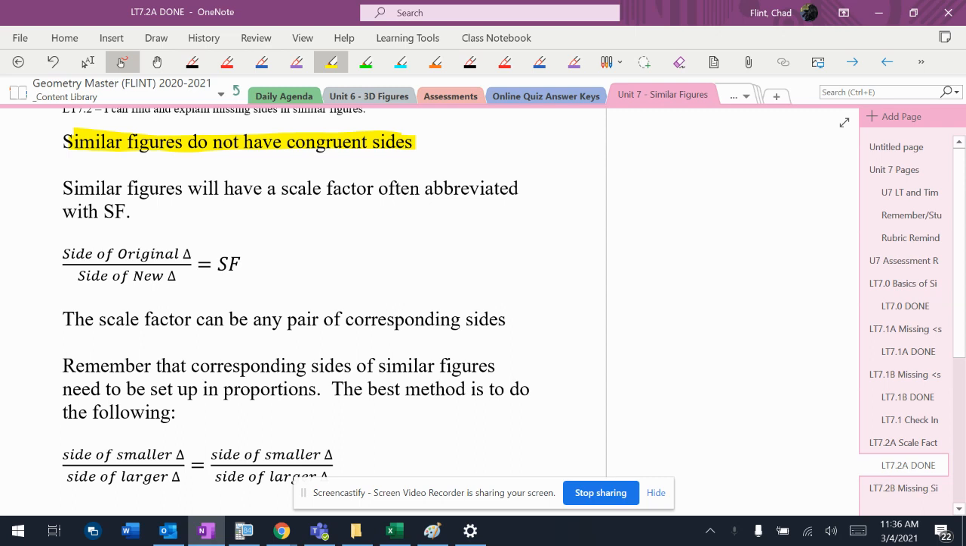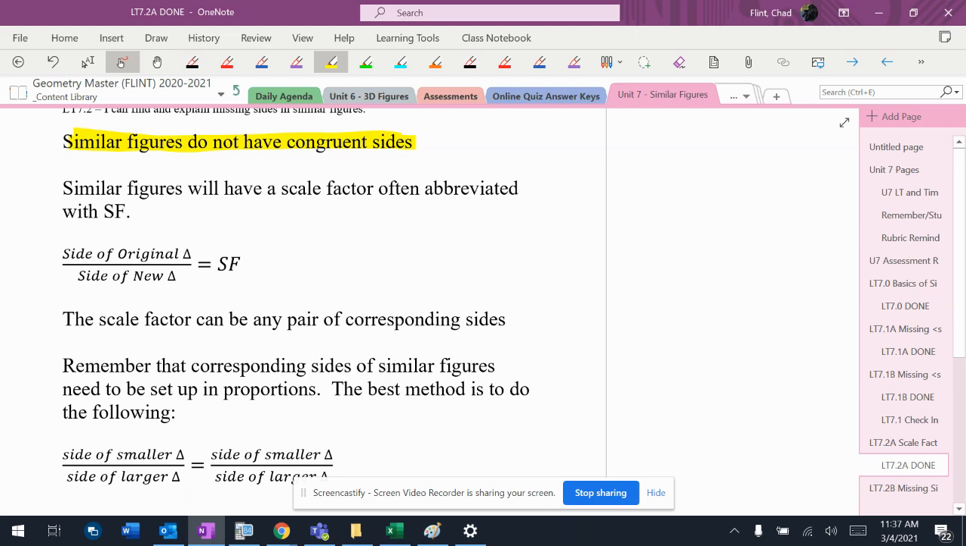If you start setting sides of similar triangles equal to each other, you are guaranteed to get every single one of them wrong. Sides of similar triangles are not congruent. You have to set them up in proportion every single time. So please don't set any of these sides equal to each other.